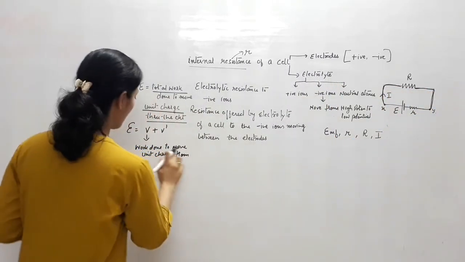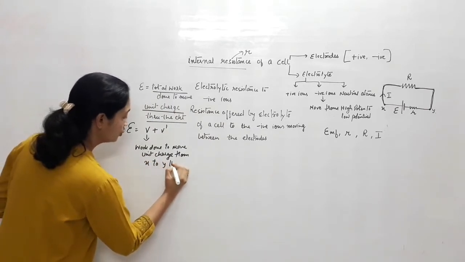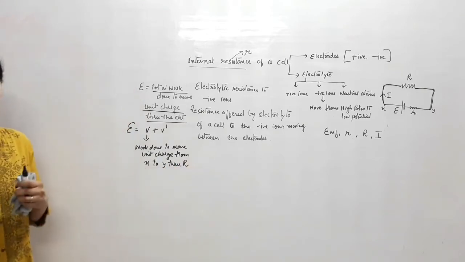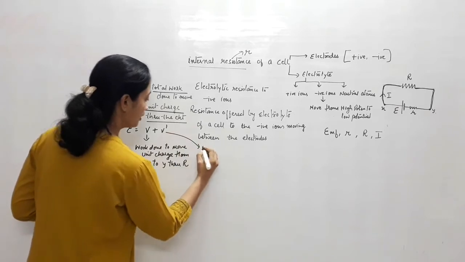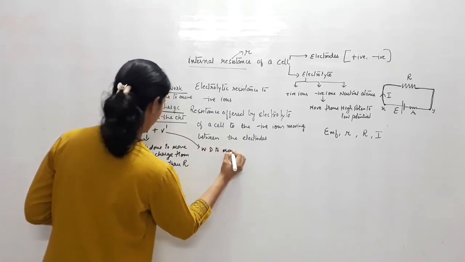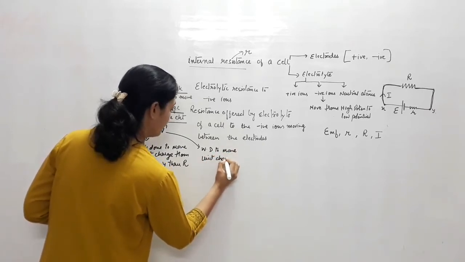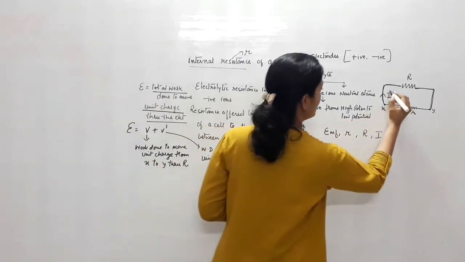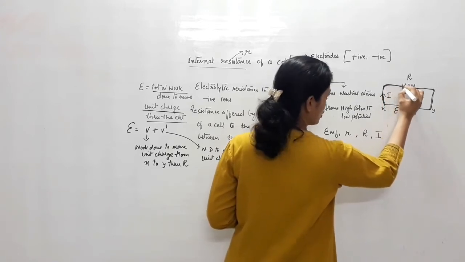We can say it is the work done to move the unit charge from X to Y through external resistance, or against external resistance. And what is this V dash? V dash is the work done to move unit charge, making the charge travel like this.